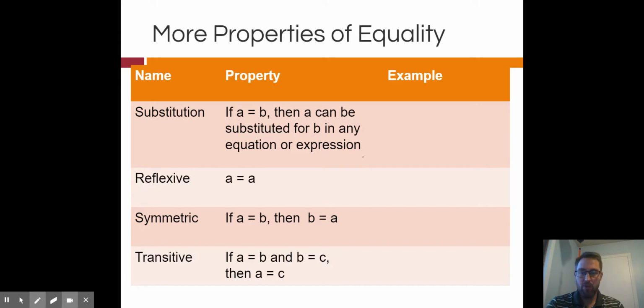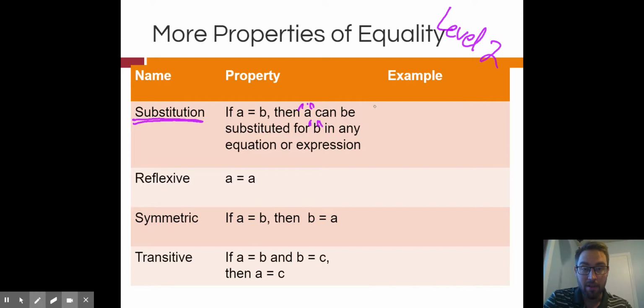These next few that you see here, I would call level 2, because they're a little bit more advanced, and some of them may be used much more frequently than others, but they're additional tools that can help you to solve algebraic problems. So this first one is called the substitution property, and that says if A equals B, then A can be substituted for B in any equation or expression. And we can do that to help us simplify equations or expressions, or maybe combine like terms. So that's something that could be very helpful for us.